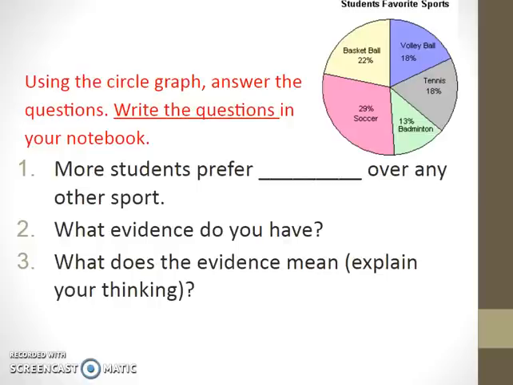Then your reasoning, number 3, what does the evidence mean? You could say, more students chose soccer than any other sport. That's how you proved your answer. Now that seems pretty simplistic, but that's how we do it. That's the same procedure that we use for more complicated problems.